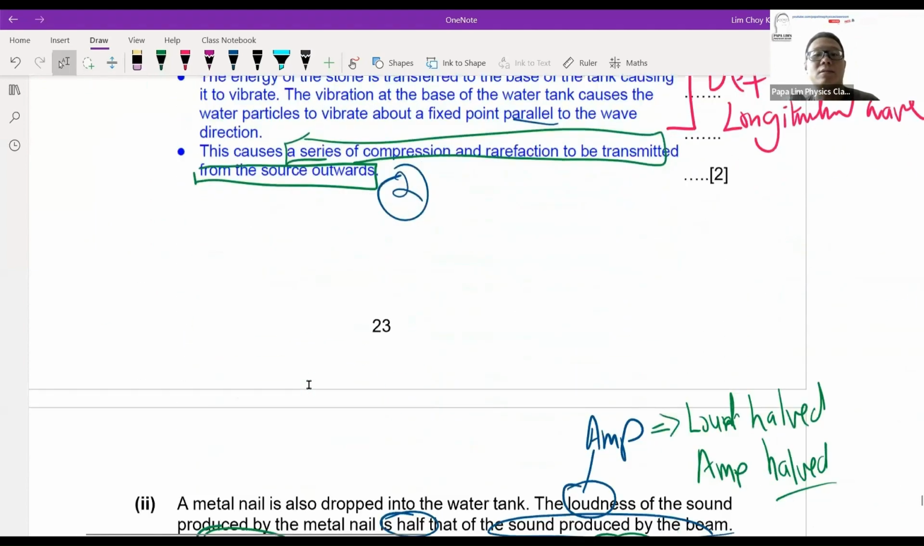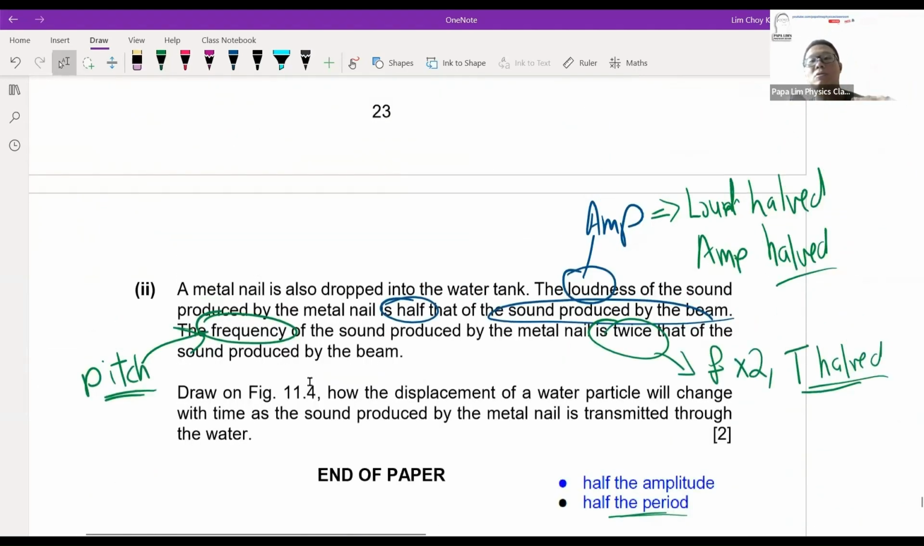So it's just a representation of your loudness and pitch in terms of the respective components known as your amplitude and frequency.